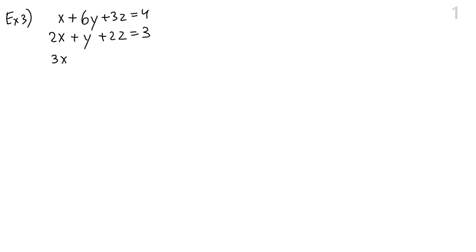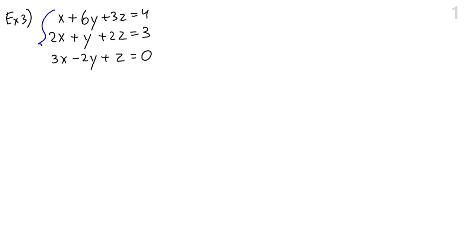Let's do another example. We're asked to solve the following system. x plus 6y plus 3z equals 4. 2x plus y plus 2z equals 3. And 3x minus 2y plus z equals 0.